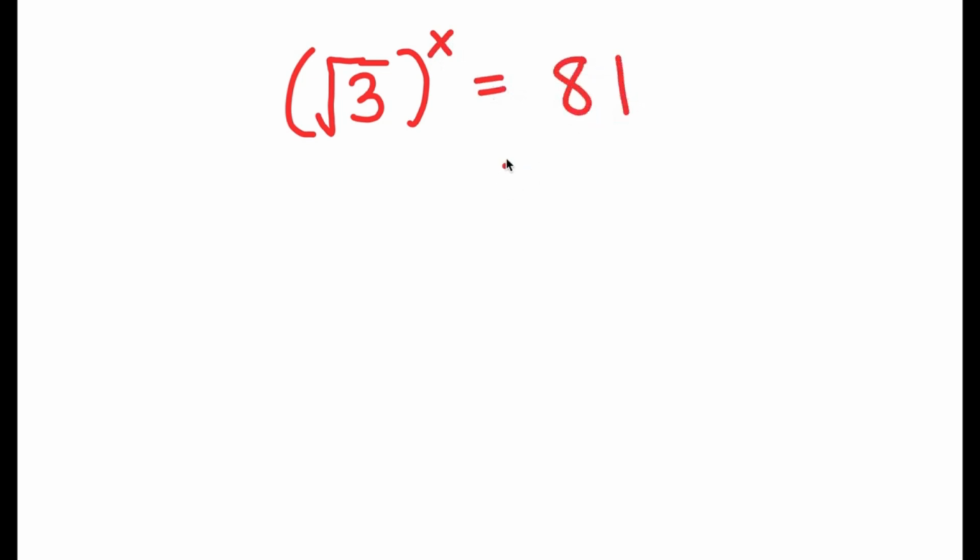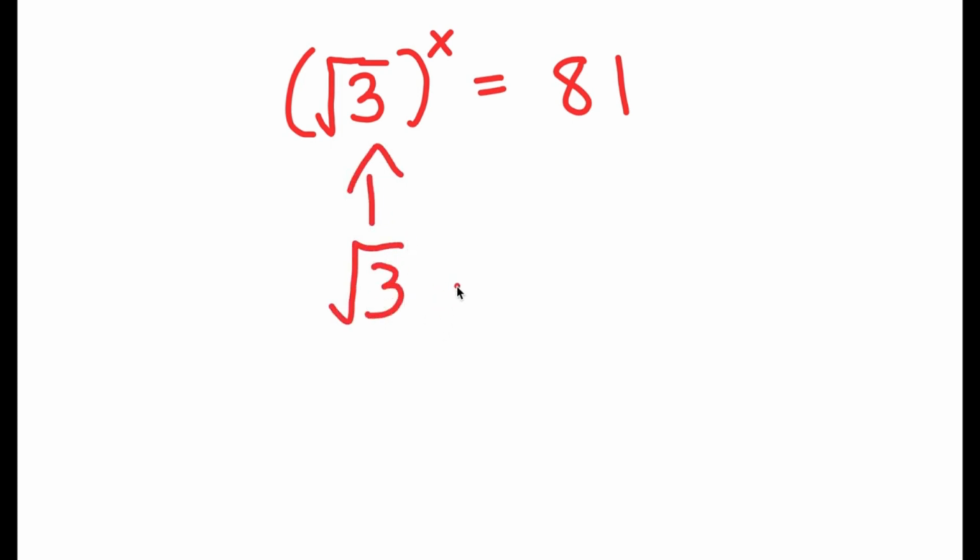Alright, so in this problem, we have the square root of 3 to the power of x is equal to 81. Now, to solve this, I'm going to start here with the square root of 3. So let's just ignore everything else for a second and focus on the square root of 3.